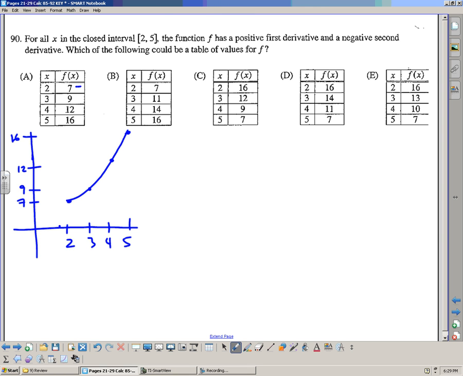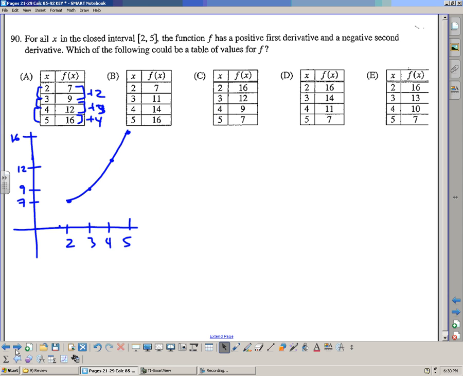Another way to look at this is to say, listen, I'm increasing by 2, I'm increasing by 3, and increasing by 4. So we're increasing, and we're increasing on equal intervals more each time. So we're going to be increasing, and the increase is increasing, so you're concave up. That's one way to look at this.